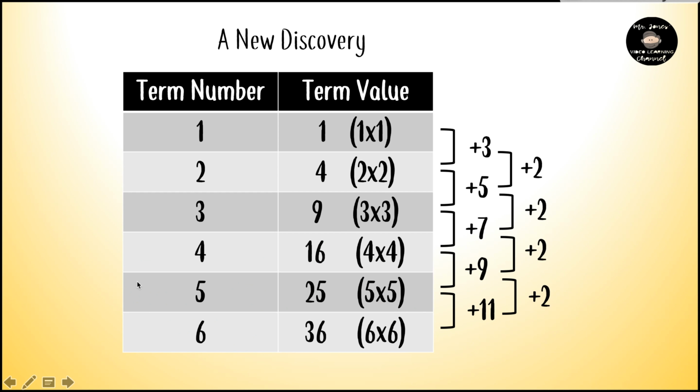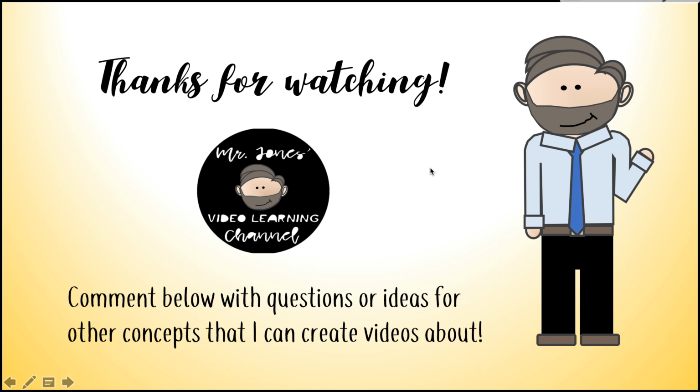So now we've made a new discovery, and we can add that to our table here to help us make sense of our pattern. So term 1, the value is 1, and in brackets we have that multiplicative relationship of 1 times 1. The second term is 4, and that's 2 times 2, 3 times 3, all the way up to 6 times 6 for 36.